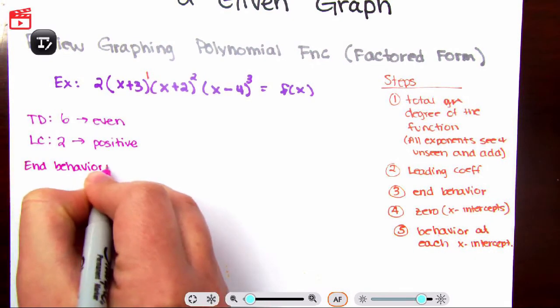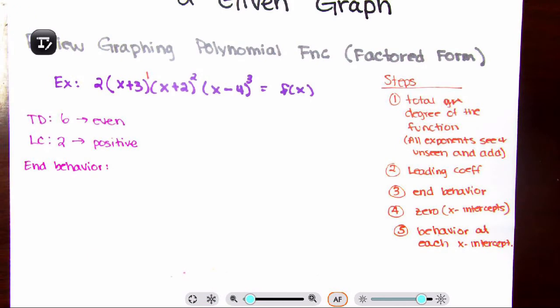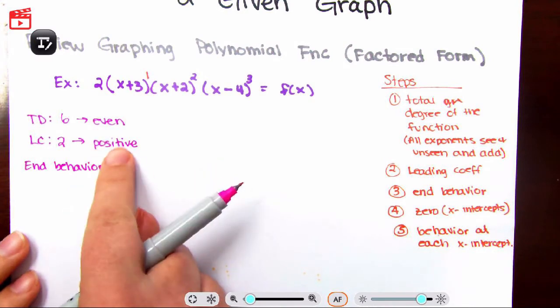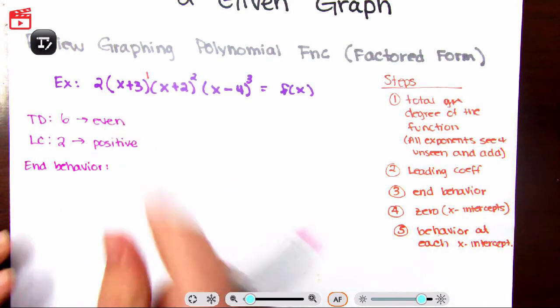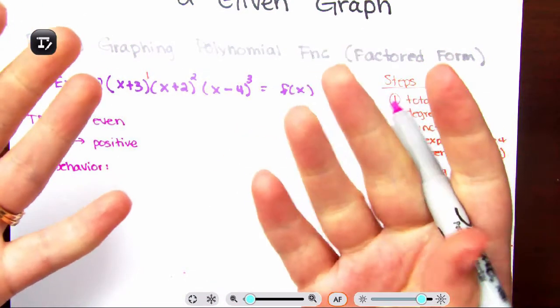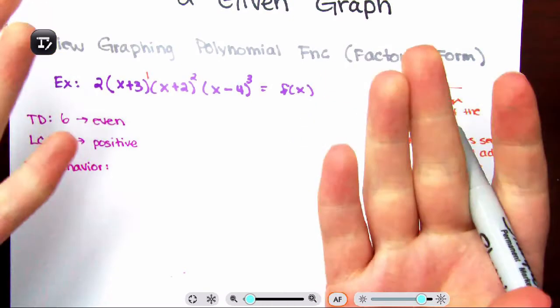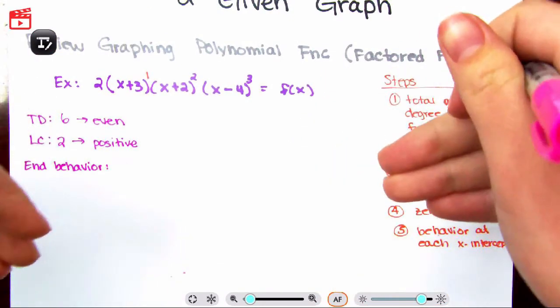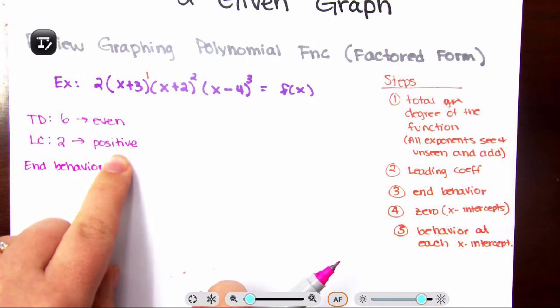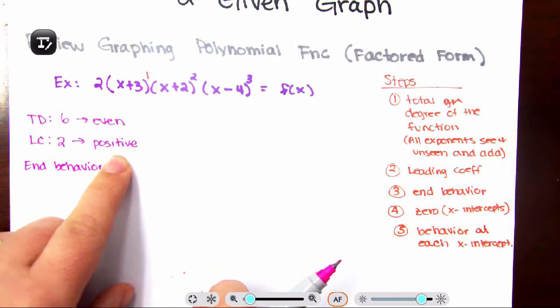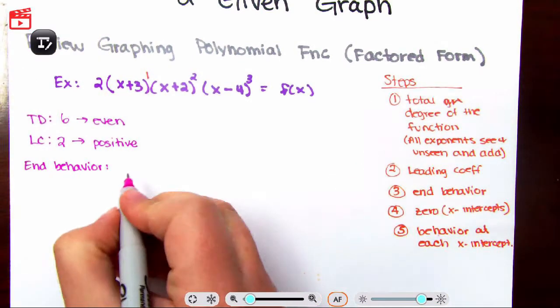Next step we have is our end behavior. Now, you can go really fancy with end behavior, or you can go very basic. I'm going to show you the difference. Since we have an even function that is positive, even means both the left-hand side and the right-hand side are doing the same. So I'm either going up and up or I'm going down and down. Because my leading coefficient is positive, that means both of them are going to go up and up. So this is the basic version.